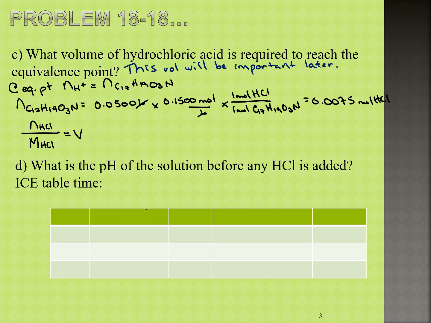All right, so we're going to do our 0.0075 moles divided by its molarity in the problem, if we go back to our problem, which was 0.1045 moles per liter, and we're going to end up with 0.0718 liters of HCl.